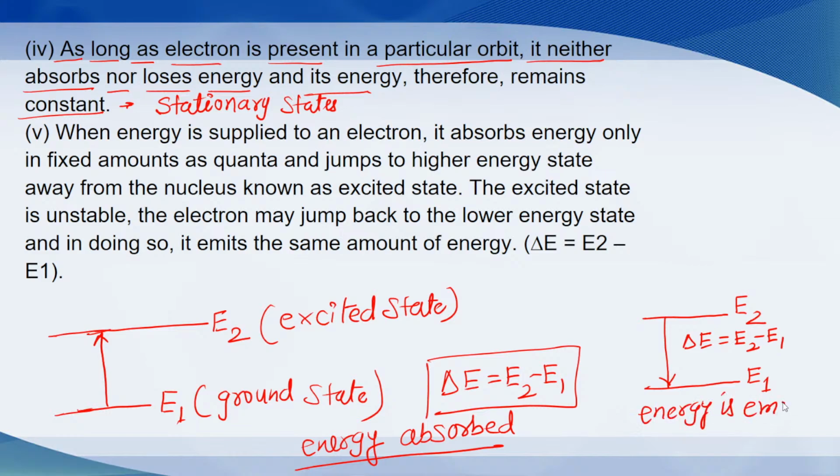Equal amount of energy is emitted. So what are the postulates? First postulate is that electrons are revolving around the nucleus in circular paths, and these circular paths are called orbits, and energy associated with each orbit is constant, that is fixed, and that's why they are known as energy levels, energy shells, or stationary states.